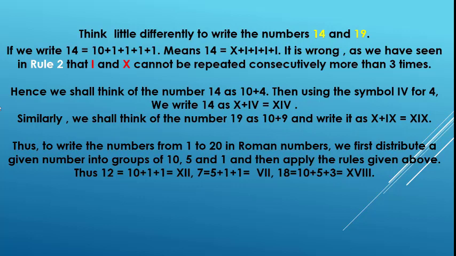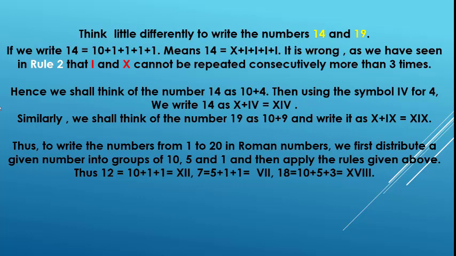Thus, to write the numbers from 1 to 20 in Roman numbers, we first distribute a given number into groups of 10, 5 and 1 and then apply the rules given above. Thus, 12 is equal to 10 plus 1 plus 1, which is equal to XII in Roman numbers. 7 is equal to 5 plus 1 plus 1, which is equal to VII, which means 7 in Roman numbers.